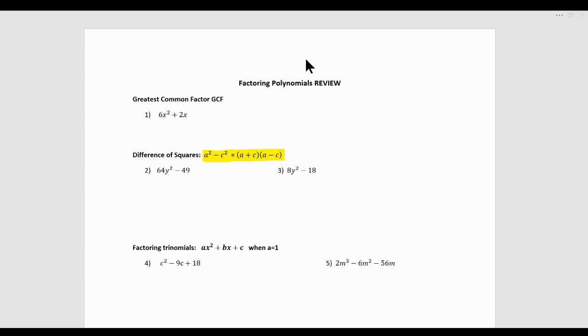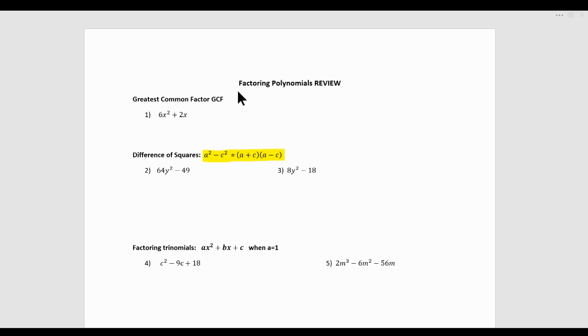In this video, we're going to review factoring polynomials. We're going to first look at greatest common factor, factoring when there's a difference of two squares, two perfect squares, and then finally factoring trinomials in the form ax squared plus bx plus c.